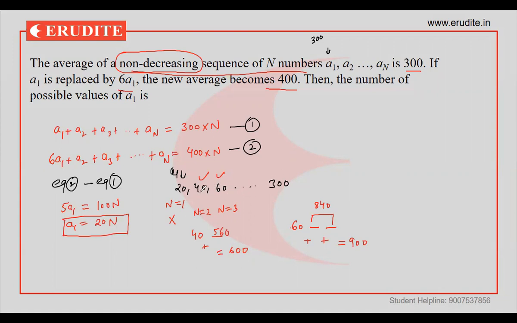So guys, from 40 to 300, there is a gap of 20. There are how many numbers, guys? There are 14 numbers. So there are how many possible values for a1? There are 14 possible values. So my correct answer is 14.